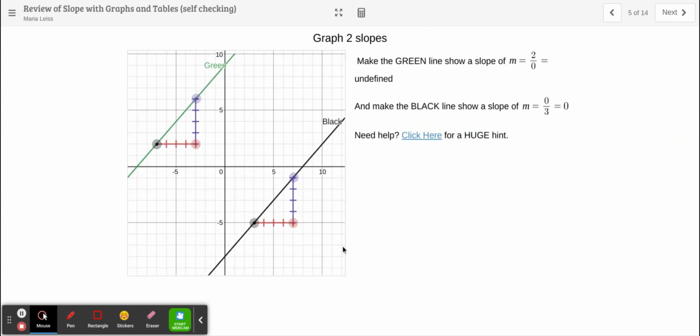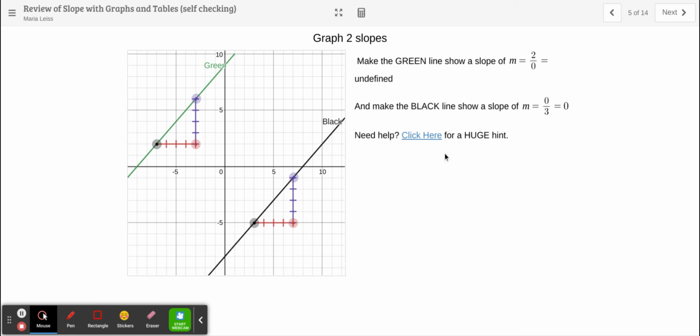Same thing on here, only now you've got 2 lines. It says make the green line show a slope of m equals 2 over 0, or undefined. In black, a slope of 0 over 3, or a slope of 0. Now, click here because this is going to open up a document that's going to give you a huge, massive hint. And it'll show you what those 2 lines should look like, what an undefined slope looks like, and what a slope of 0 looks like.